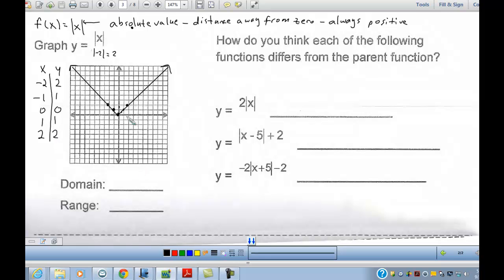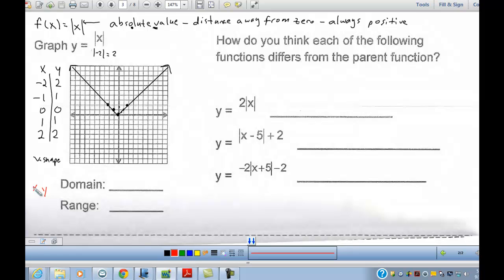This is the graph of the absolute value parent function. It is V-shaped. And in the words "absolute value" itself is the word value, which has a V in it, so that should help you to remember that it is absolute value. Let's look for the domain and range of the absolute value.